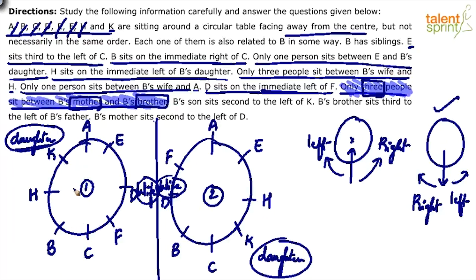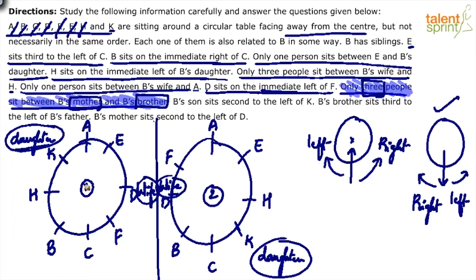Can that be H and D? Not possible. Because out of H and D, one is wife. We already know that D is wife. So how can D be mother or brother? Not possible. So this is also ruled out. Can it be K and F? Not possible. Because out of K and F, K is the daughter. So there is only one person left, F. So F will either be mother or brother, but it cannot be both, right? So K and F is also ruled out.